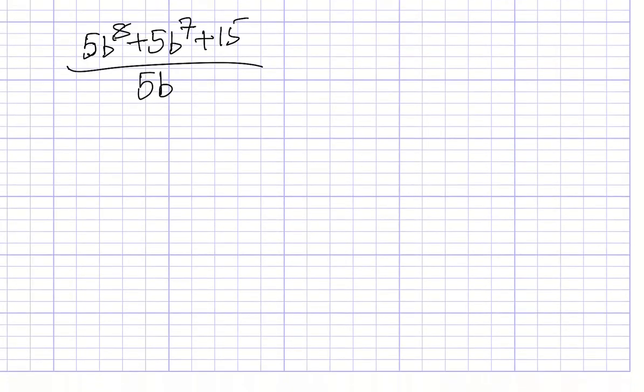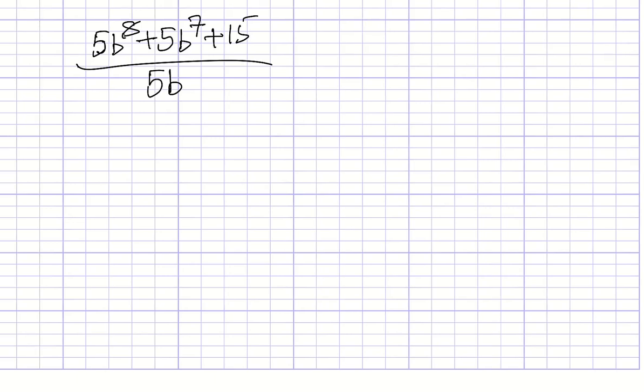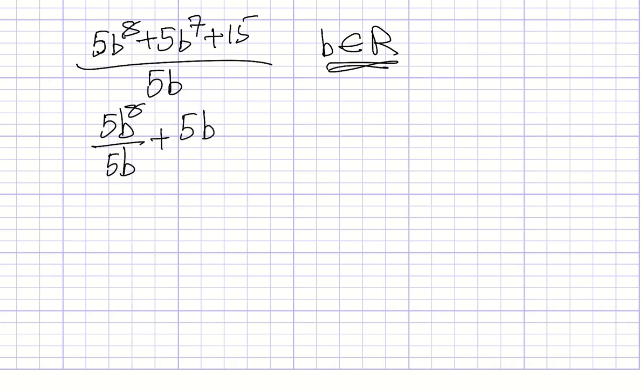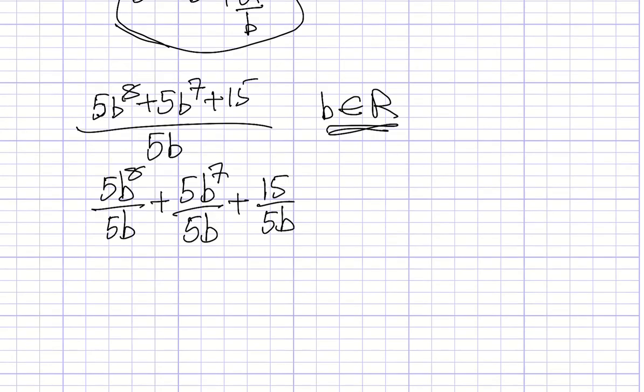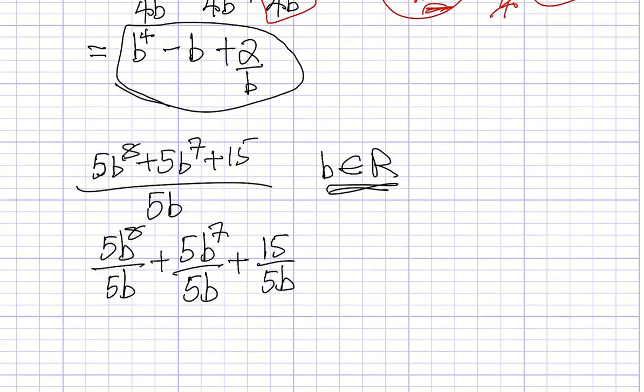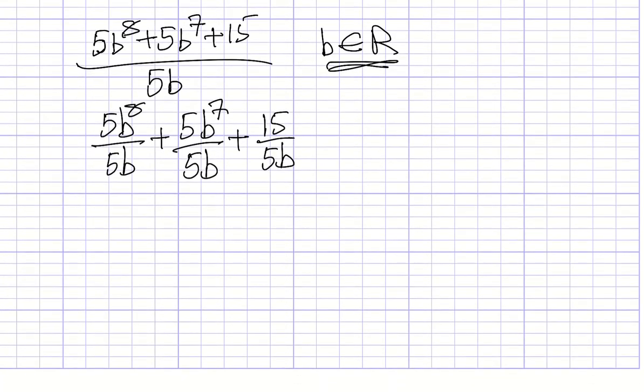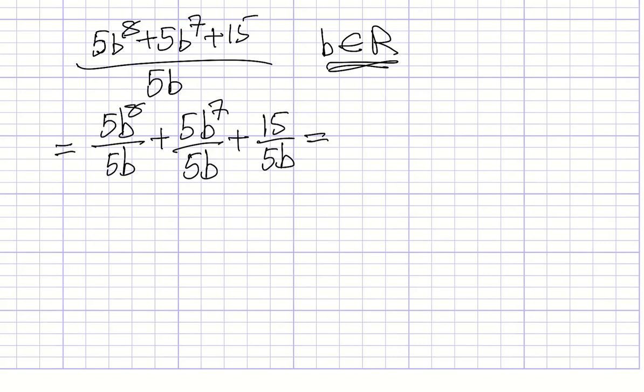The same thing here. Here b has to be a real number. Okay. b is a real number. So, but we'll proceed. 5b raised to the power 8 over 5b plus 5b raised to the power 7 over 5b. See that? Plus 15 raised to the power 5b. You see that, right? All right. So we'll simplify. What is that?